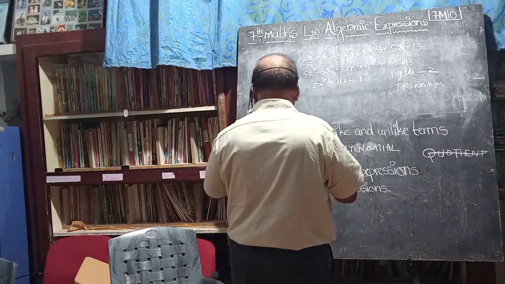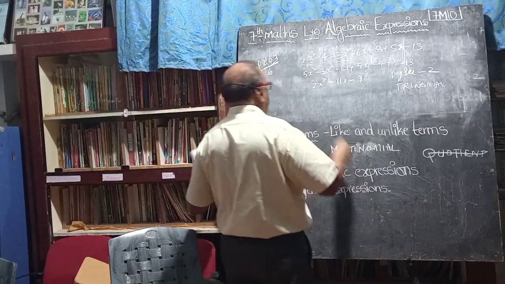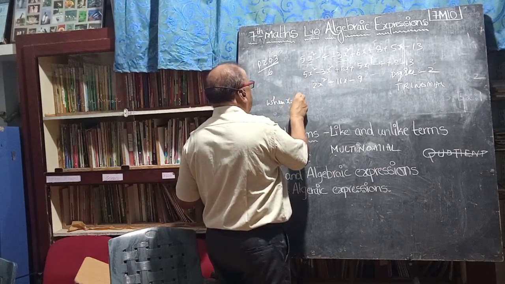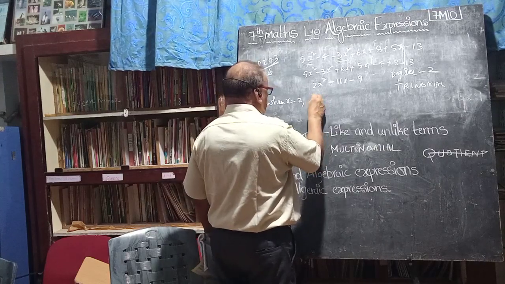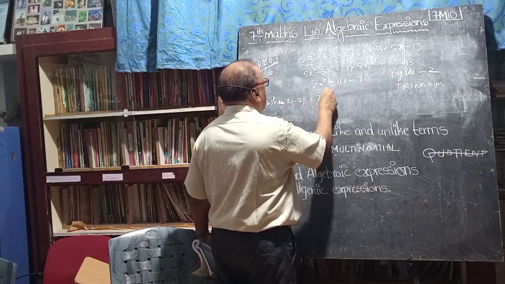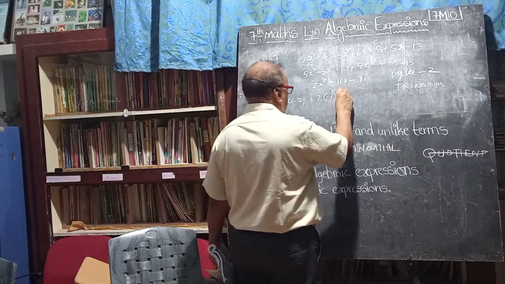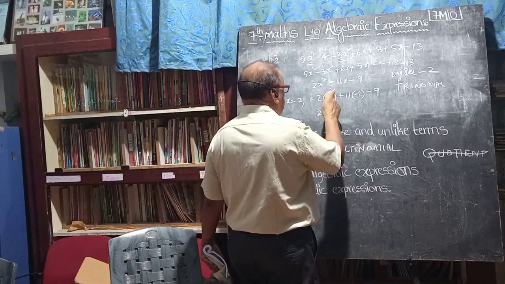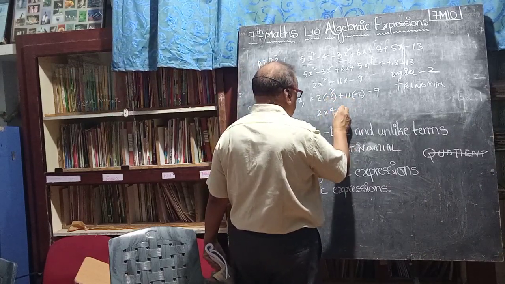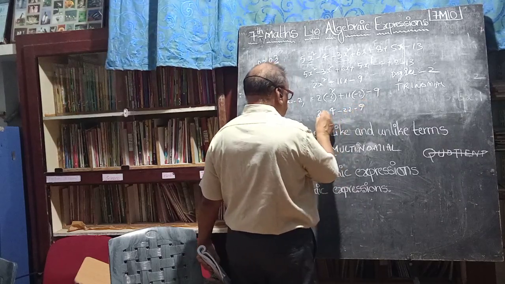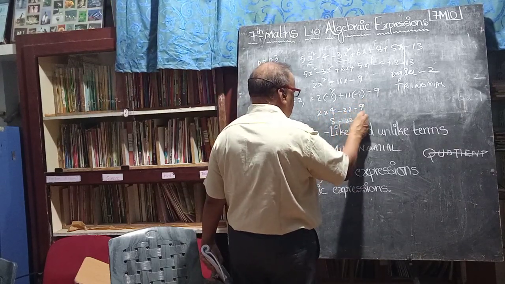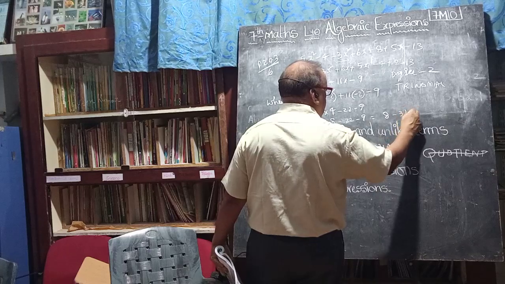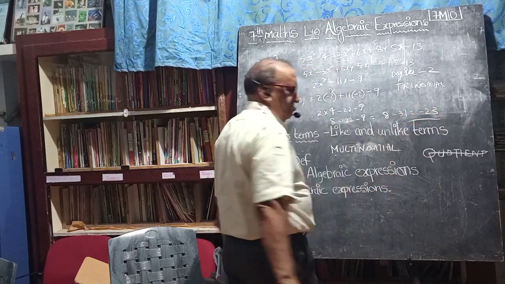So he wants to know the value of this when x is equal to minus 2. The expression is equal to 2 into minus 2 whole square plus 11 into minus 2 minus 9. So 2 into minus 2 whole square is 4, 11 into minus 2 is minus 22, minus 9. So 2 into 4 is 8, minus 22 minus 9 is minus 31. So this is equal to minus 23. That is the value.